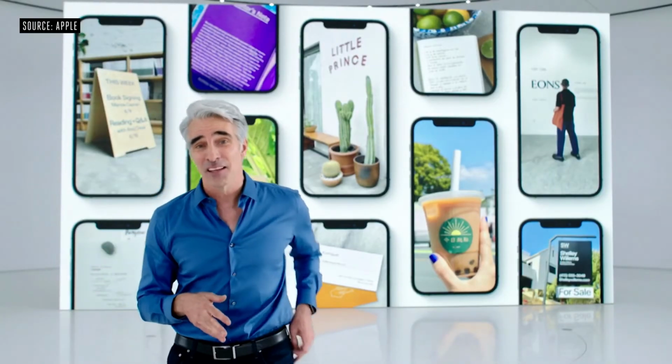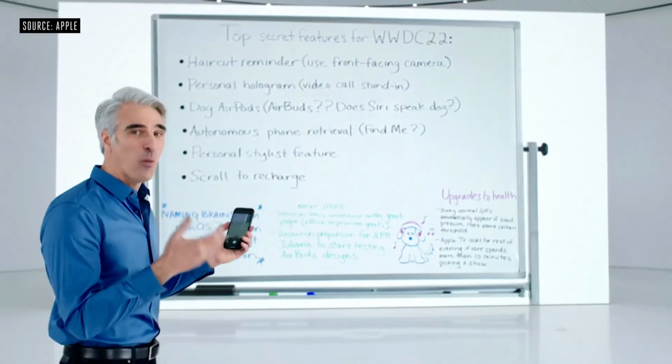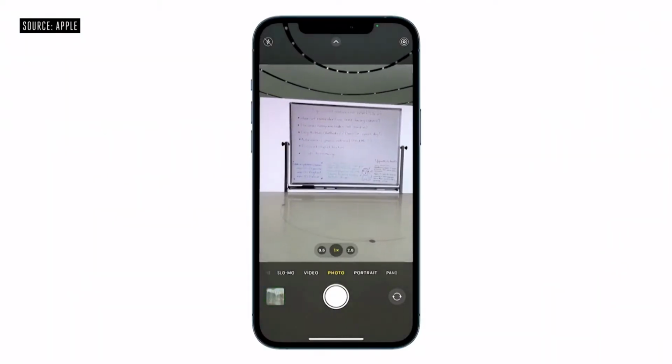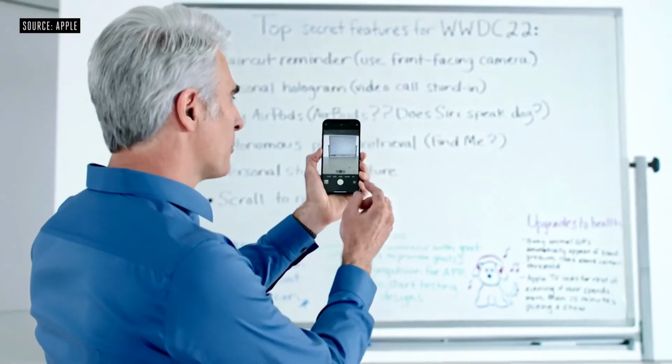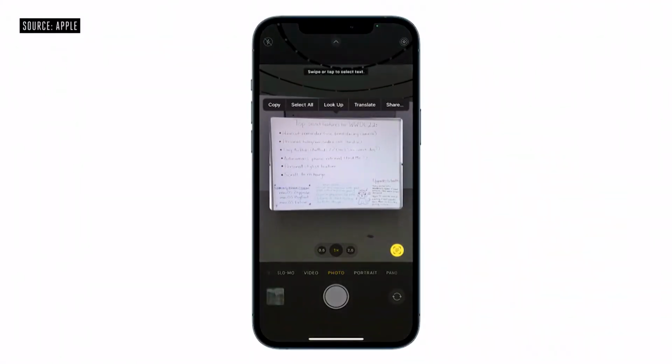Let's get started with a feature we call Live Text. It starts with the camera. Let me show you. Let's say I just finished a meeting with the team and I want to capture my notes from the whiteboard. I can now just point the camera at the whiteboard and an indicator appears here in the lower right. When I tap it, the text just jumps right out.